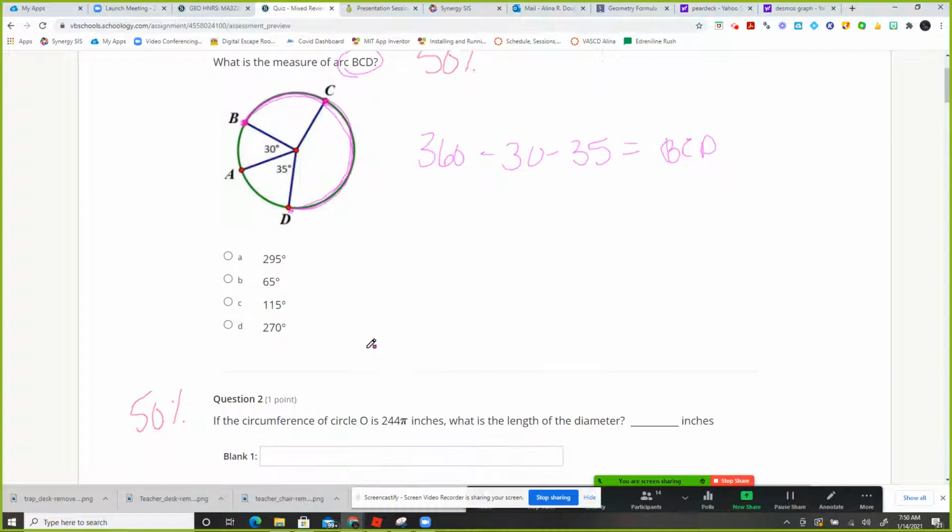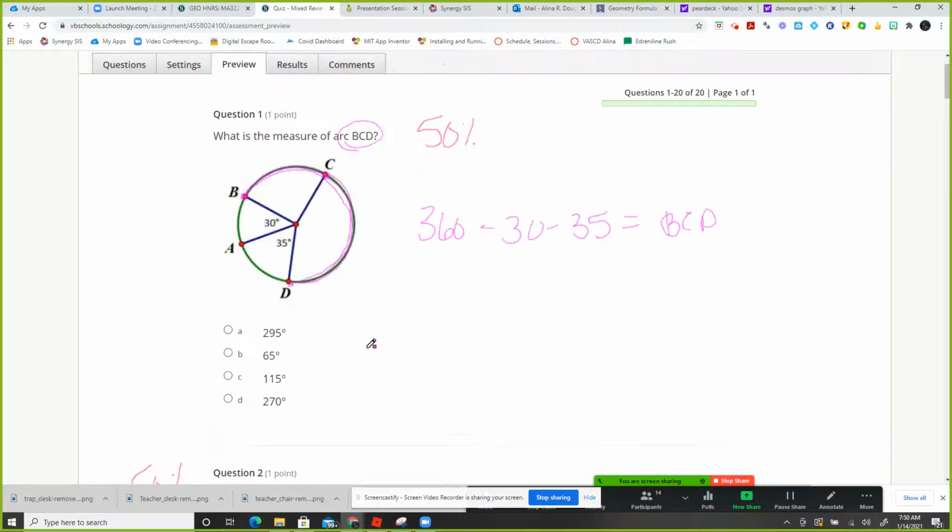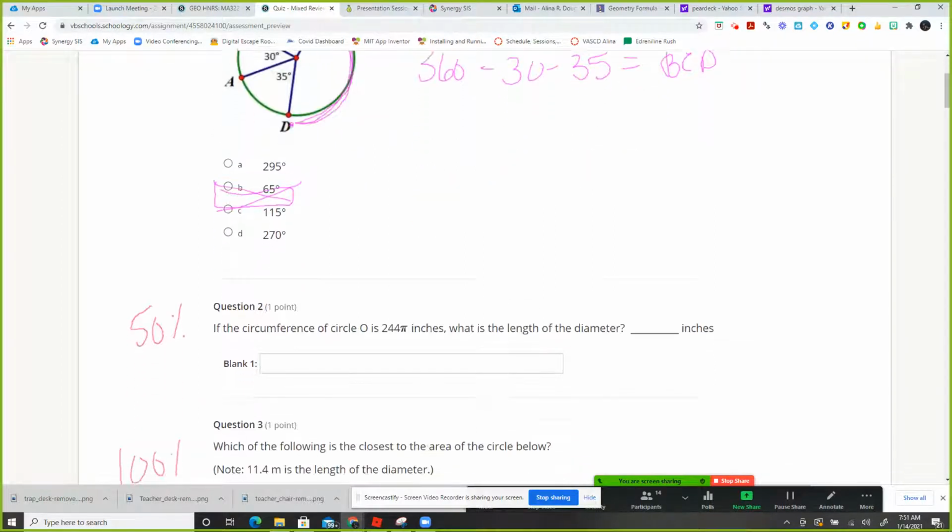A brain dump. Yikes. Any questions on number 1? It's pretty easy once you translate the question. I think the most missed answer is 65. It is not 65 because you're not going from B to A to D. You're going from B to C to D. So you definitely have to read that question carefully.